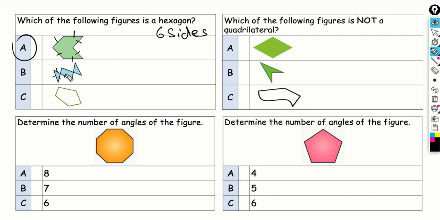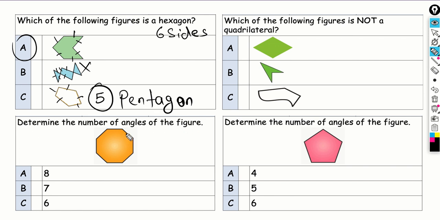1, 2, 3, 4, 5, 6. No. Does it have 6? 1, 2, 3, 4, 5. Okay, what is the name of something which has 5 sides? That is called a pentagon, right? Now determine the number of angles of the figure.